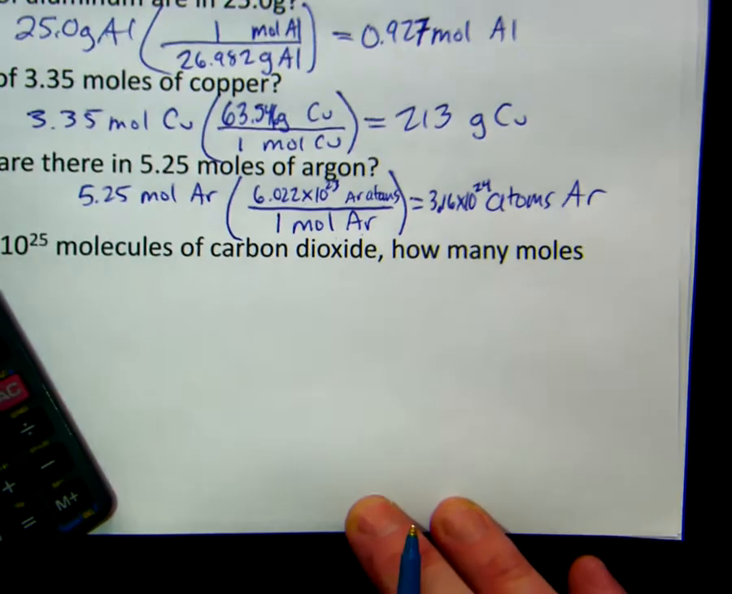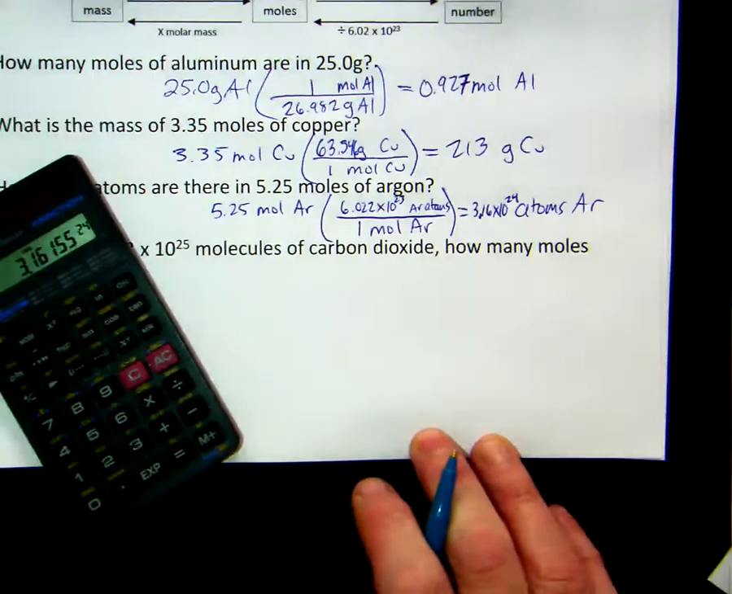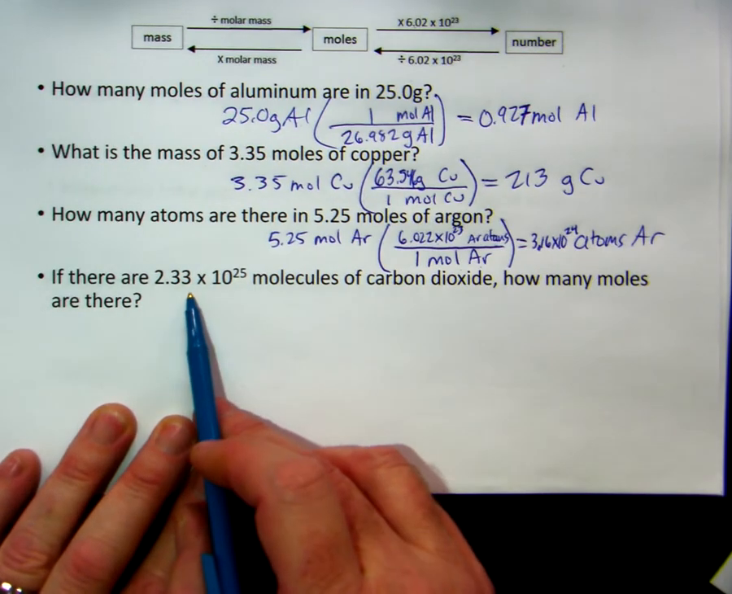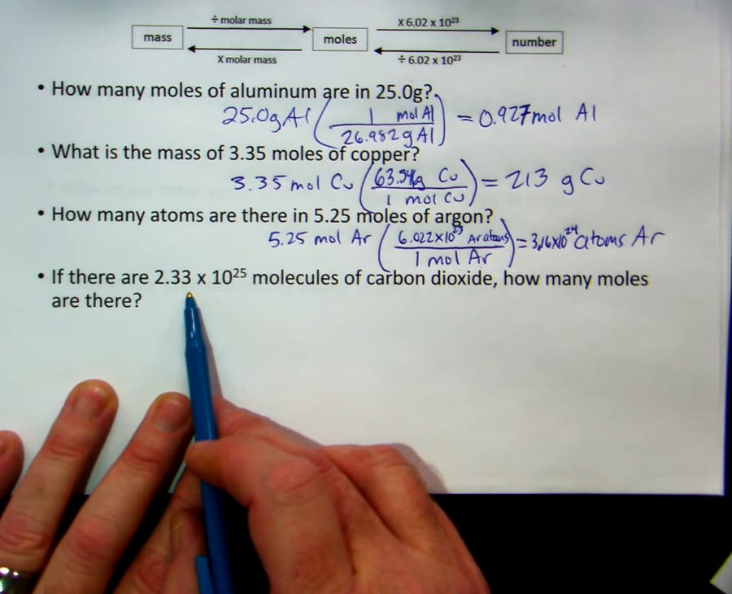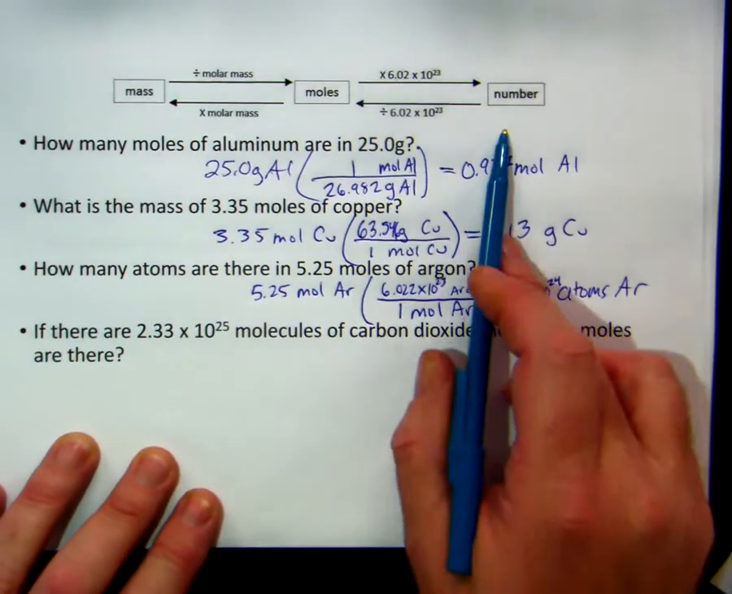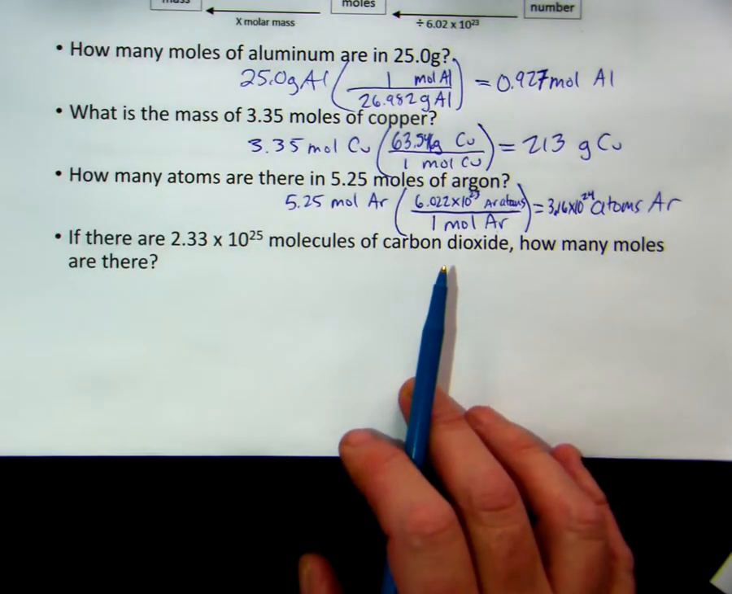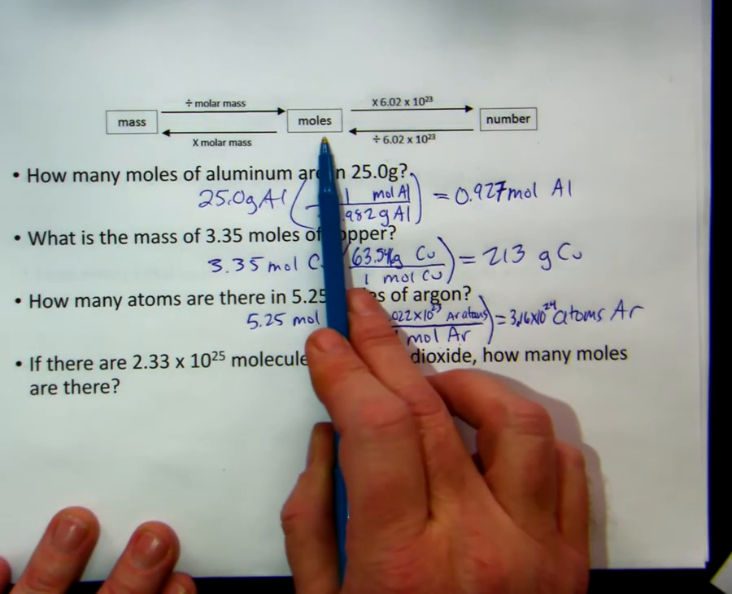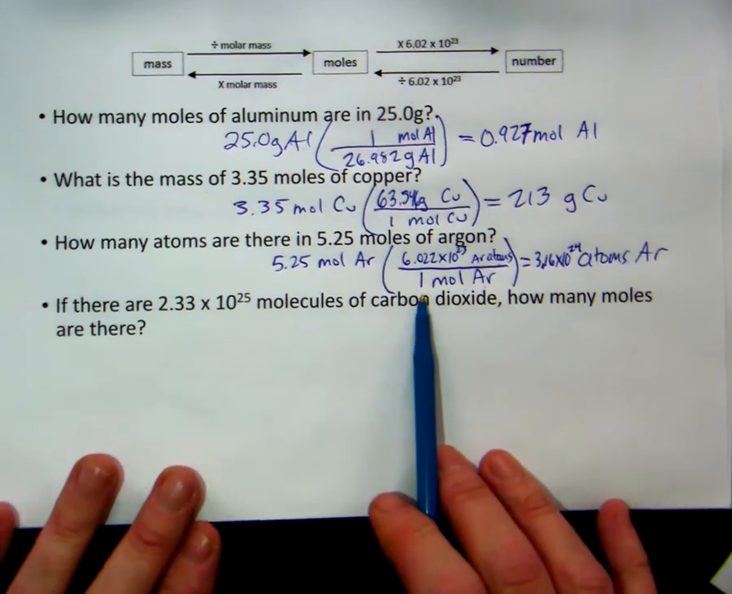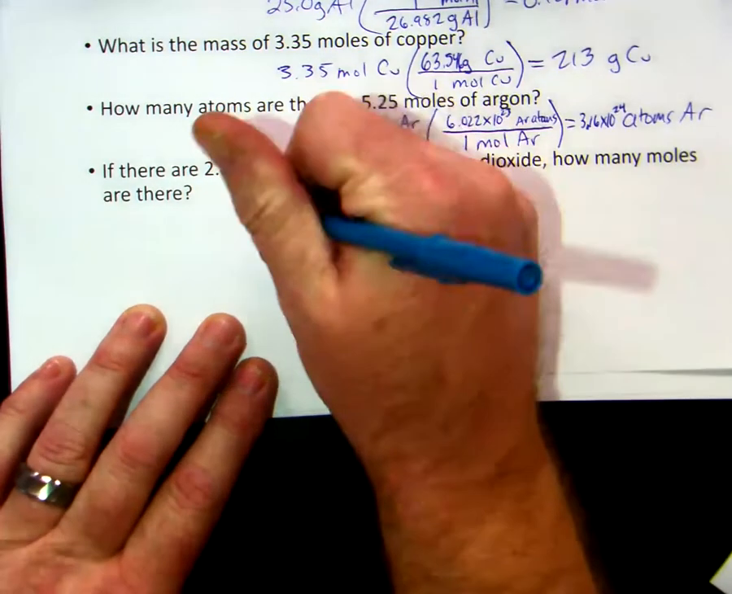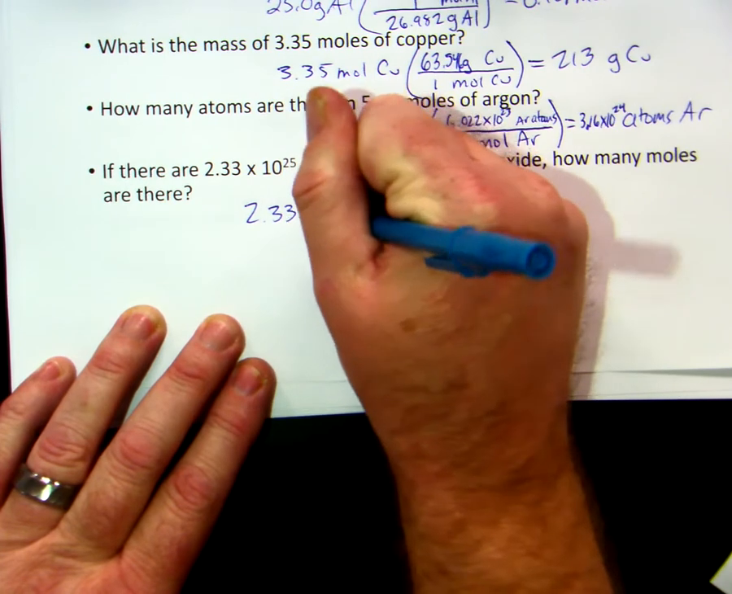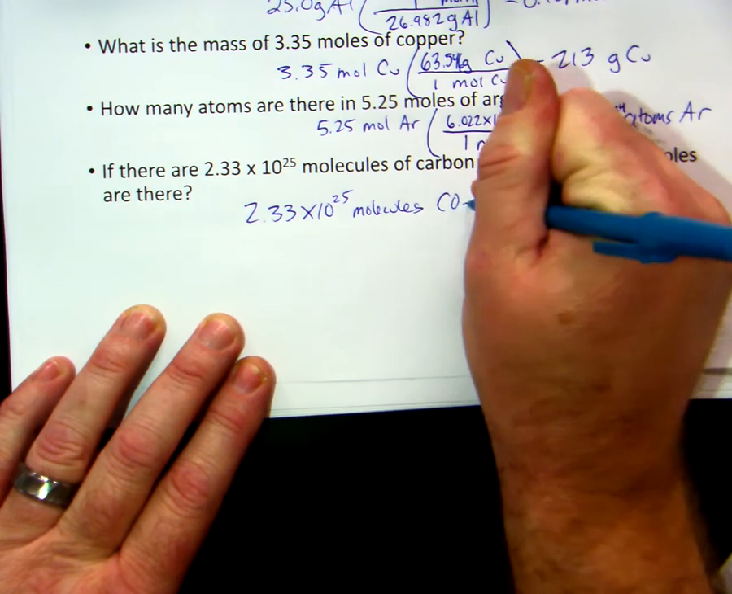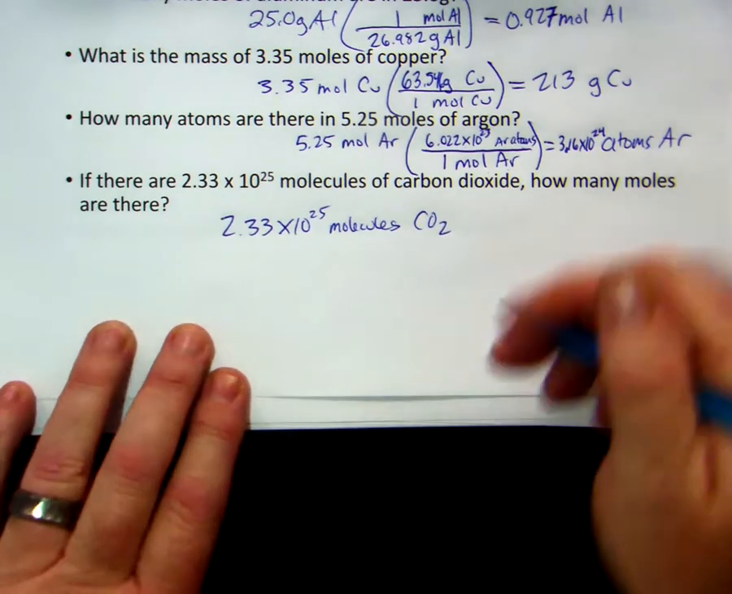All right. Any questions about that one? Okay, well, of course, then we're working backwards too. So if we tell you how many total particles there are, how many moles would there be? All right. Well, if we have the number, we divide by Avogadro's number to get moles. Or I would say to myself, 2.33 times 10 to the 25th molecules of CO2. And we want to know moles.